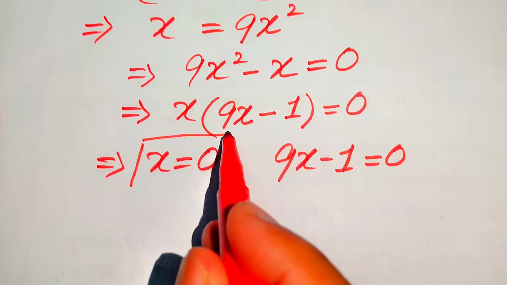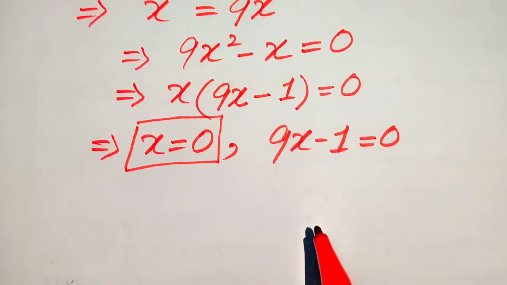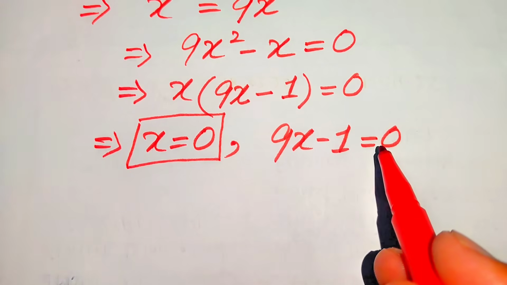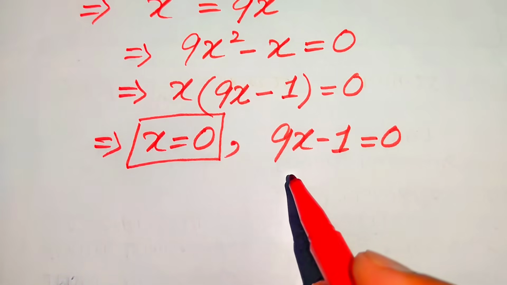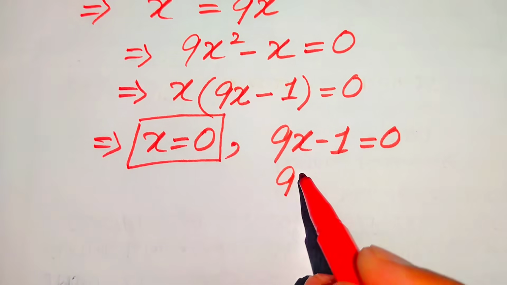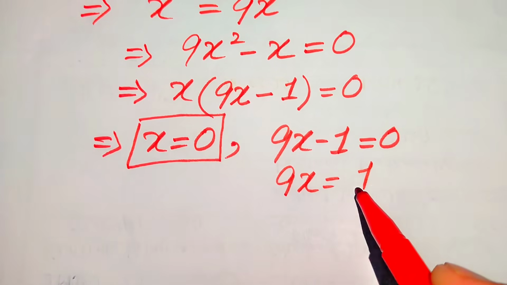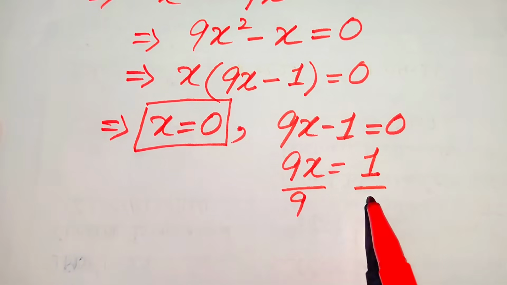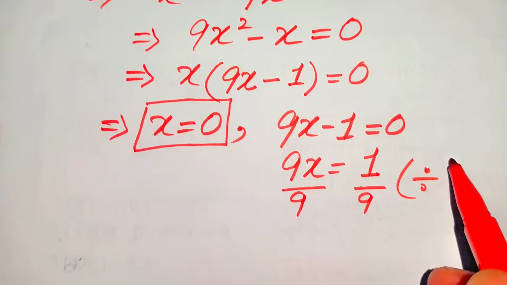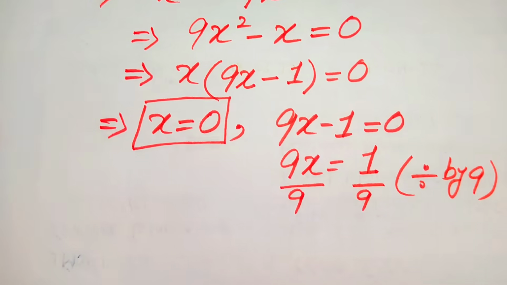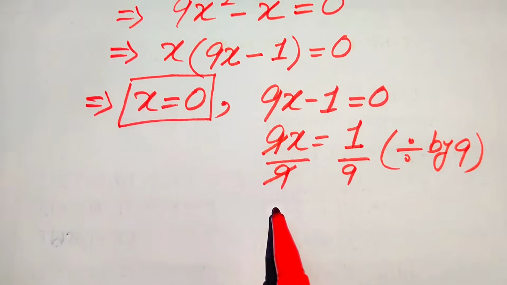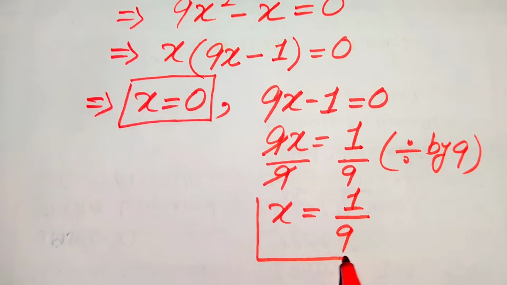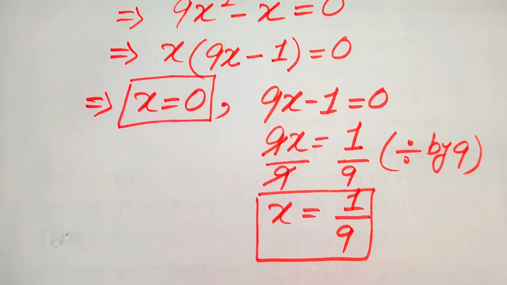So this is the first root of the given equation. Now, in order to find the other root, we need to solve this case. Here we move all the terms to the right hand side and separate the variable term x. First we move this minus 1 to the right hand side, and it becomes plus 1. In order to find the value of x, we divide both sides by 9. You see here this 9 is cancelled out by this 9, and we get the value of x is equal to 1 over 9. So these are the two roots of the given equation.